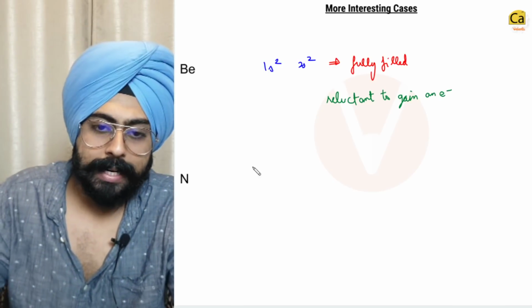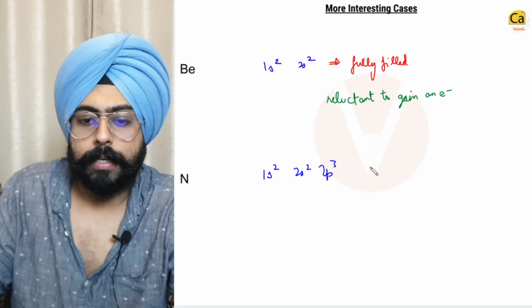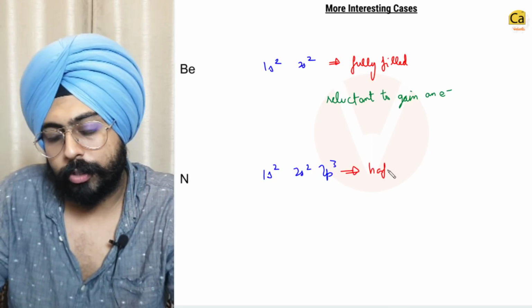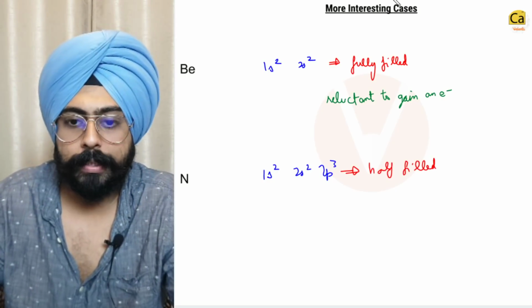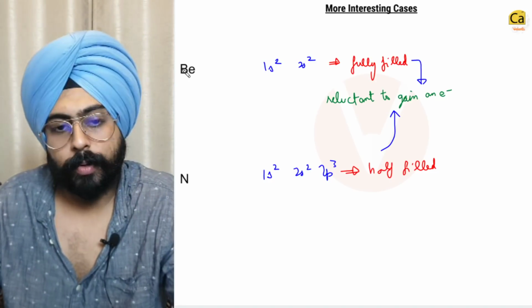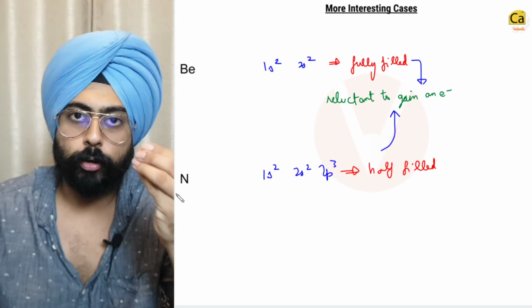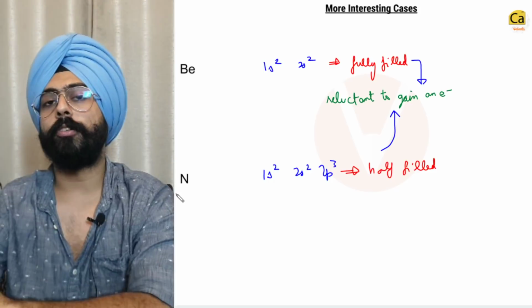Similarly, nitrogen, 1s2, 2s2, 2p3. So once again, we know that fully filled and half filled configurations are favored. Since this one is half filled in configuration, it is also reluctant to gain electrons. That is why their electron gain enthalpies in terms of magnitude are very low. In fact, you have to provide them energy if you want to force an electron into them.